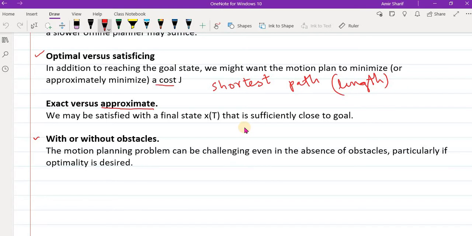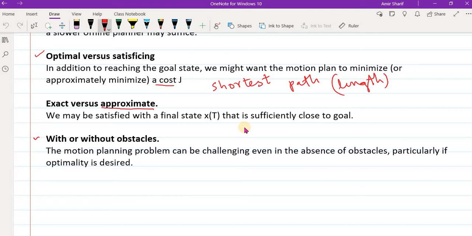We don't need to minimize or maximize some cost function. But we can also, if we drop the optimality, consider some obstacles in the environment. But again, if you want to make your problem more accurate and close to real world scenarios, then you have to make it more complex.